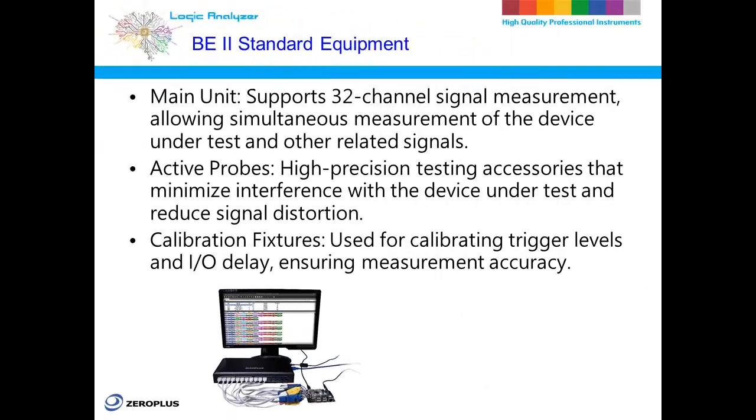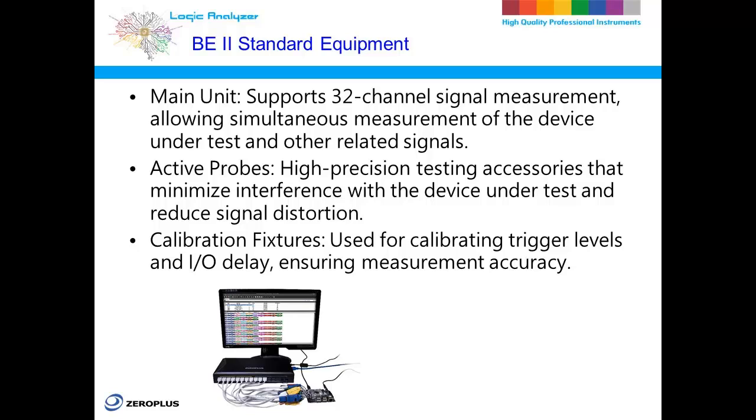Next, let's take a look at the standard components of the Bus Expert 2, B2, which together form a complete testing system, ensuring that users get accurate results in various testing scenarios. First, we have the main unit. The B2 main unit supports 32 channels of signal measurement, which means it can capture up to 32 different signals at the same time. This allows users to not only observe the primary signals but also monitor other related signals associated with the test object. This is especially useful when performing multi-channel synchronized measurements or analyzing complex circuits with multiple signal interactions.